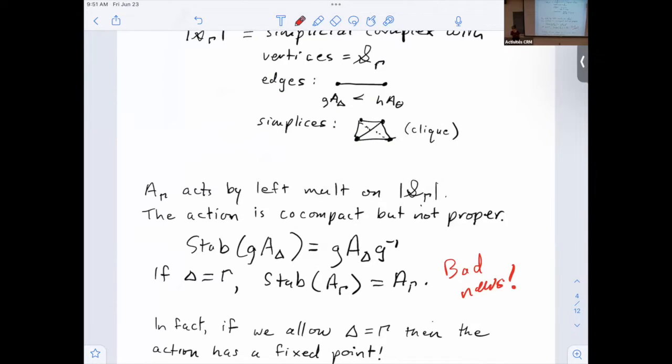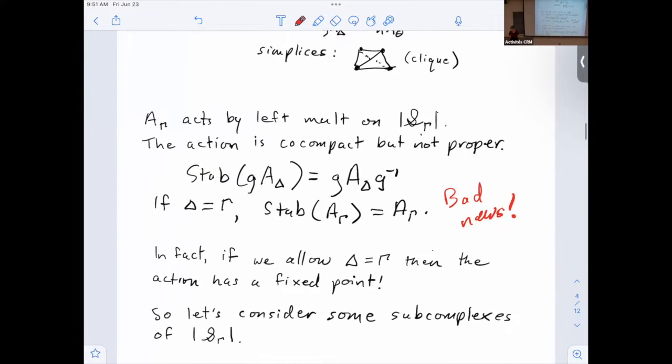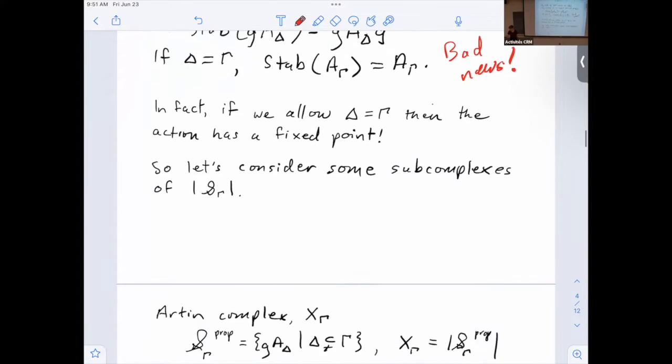Okay, so what are we going to do? It has a fixed point. So what are we going to do? We're going to look at some restrictions of this. We're not going to use the entire complex. We're going to look at certain subcomplexes sitting inside this thing. So I'm going to restrict which deltas I allow. Well, the easiest and first obvious restriction is just throw out delta equal gamma, just allow everything except the full group. That turns out to be interesting.